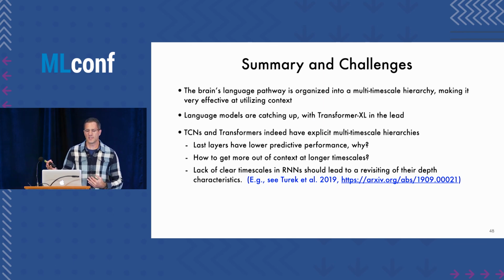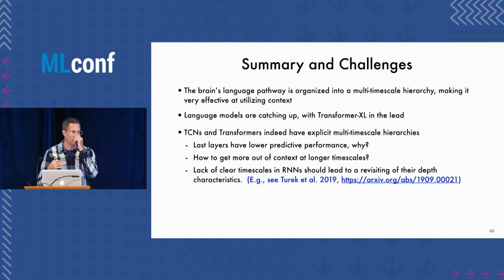And so both the TCNs and Transformers have explicit multi-timescale hierarchies. You should be happy about that, because that means what these models represent is maybe closer to the brain, which we are using as the ultimate inspiration for this whole line of work in industry, right? And these look pretty plausible. But we still have these other mysteries.